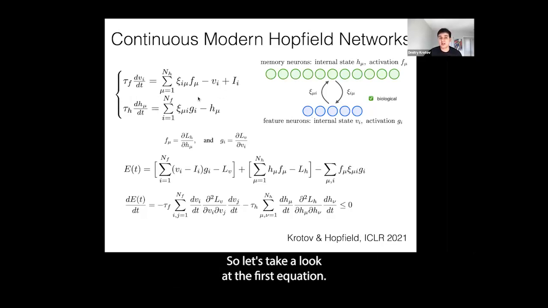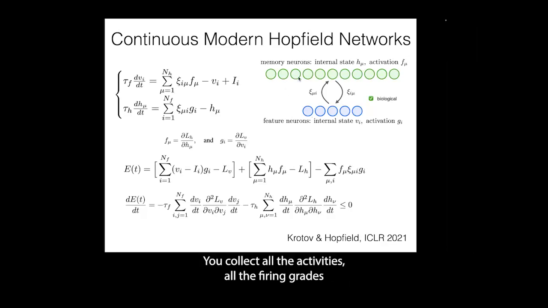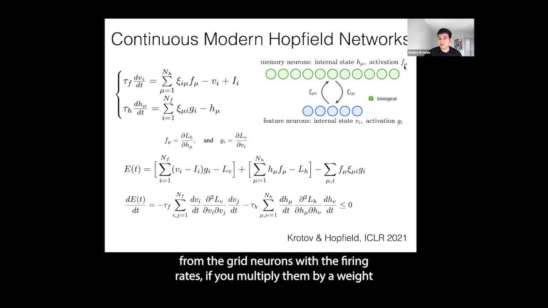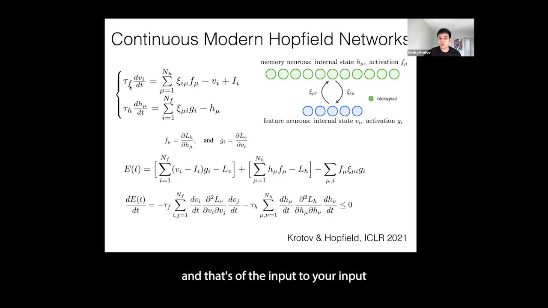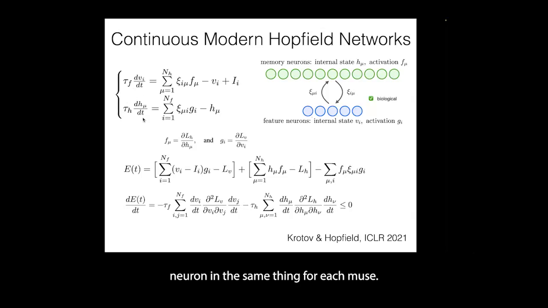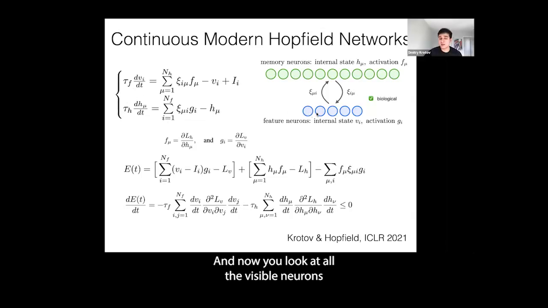So let's take a look at the first equation. The first equation has some input current, it has the decay term, and it has the effect of other neurons. Essentially, psi_i mu is the synaptic strength. You collect all the activities, all the firing rates f_mu from the green neurons, multiply them by a weight, and that's the input to your feature neuron. And the same thing for the h_mu's. Now you look at all the visible neurons, or feature neurons. Each of those feature neurons has an activation function g_i, the firing rate. You multiply them by a set of weights, and you have a decay term, and this is your time derivative. So it's kind of like a firing rate model.